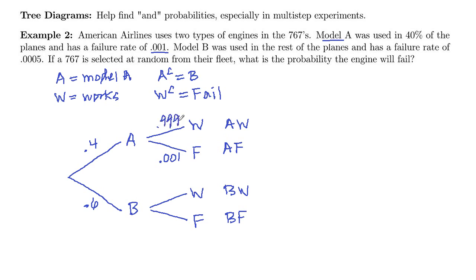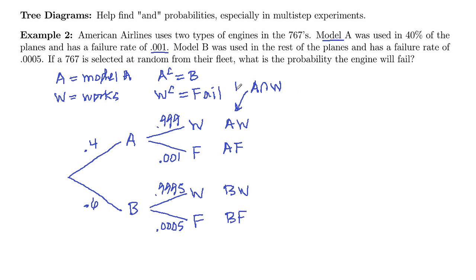That's the work rate. And then for B, failure rate's 0.0005. So if it doesn't fail, that's the complement event. And we do 1 minus 0.0005, which is 0.9995. And then this is an AND probability. This is A and it works.